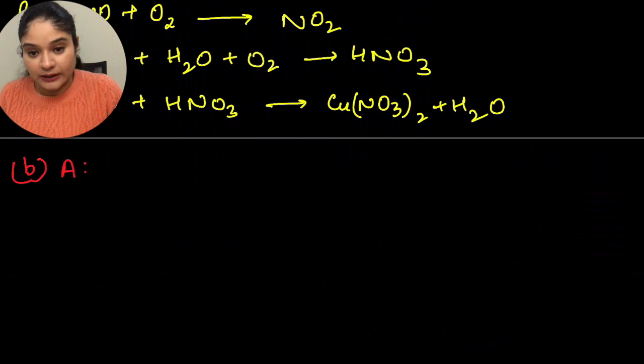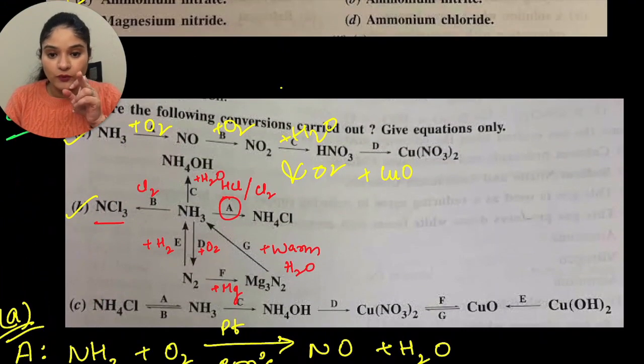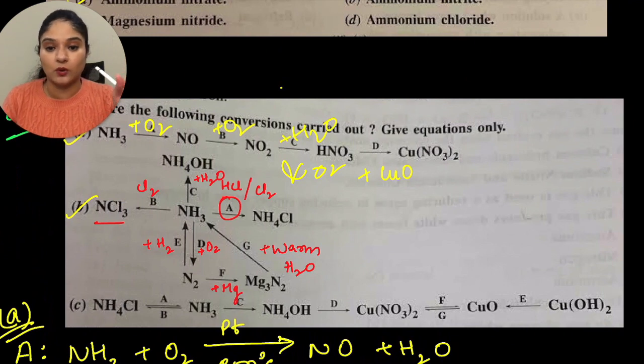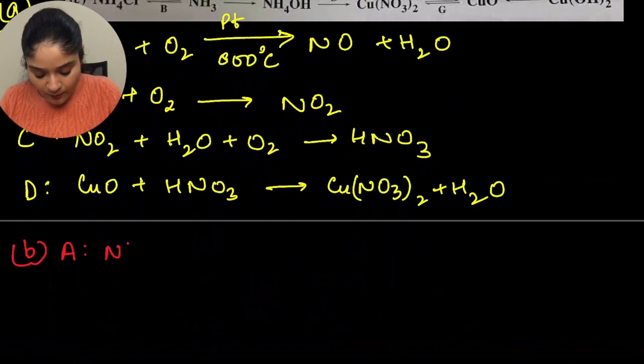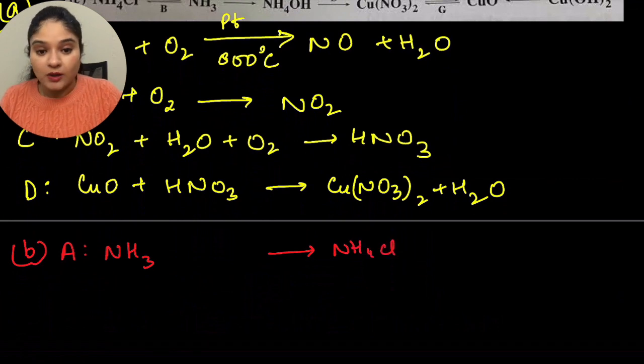So equation A. In equation A, I am moving from ammonia to ammonium chloride, and I am taking both the cases. Once I am making it with HCl, once I am making it with chlorine. So let's write the first one. First you have ammonia and you are trying to make ammonium chloride. Okay, let's start with this.